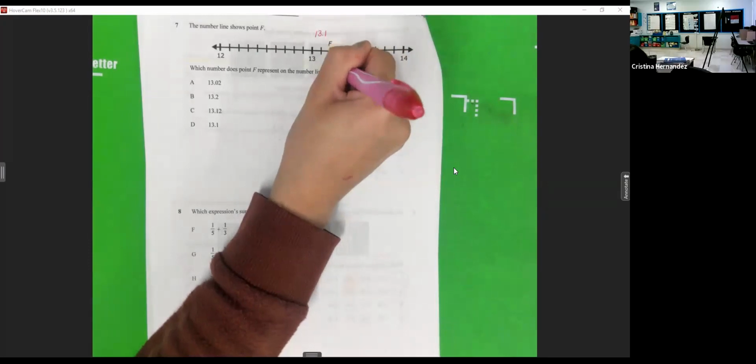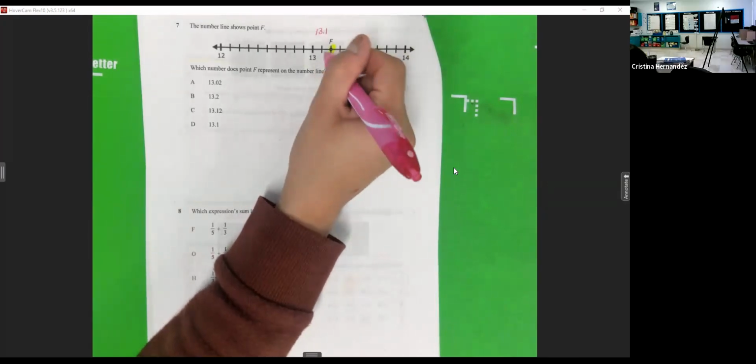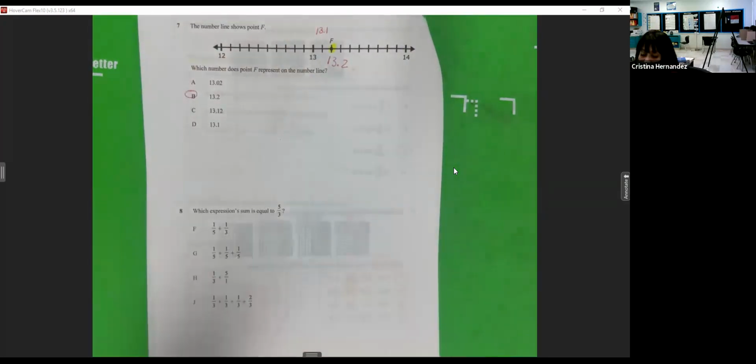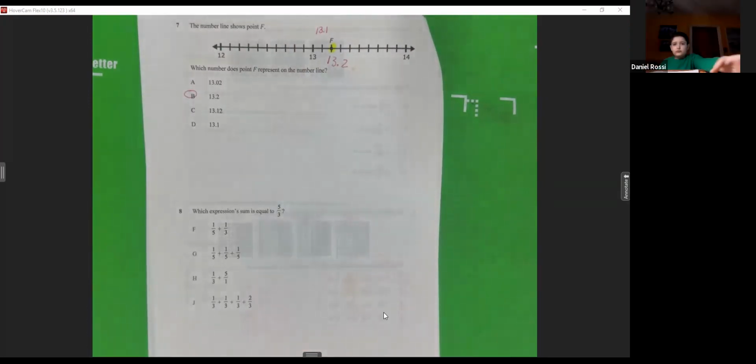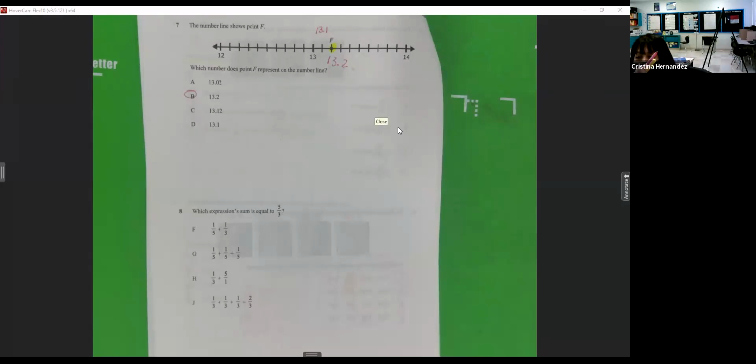So 13.2. Each one of these is a tenth. So 13.1, 13.2, 13.3, and so on. Yep, we just did problem number 8 last week. Pay attention to the decimal. We're counting by tenths, not hundredths. Pay attention.